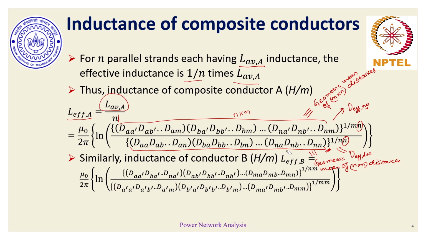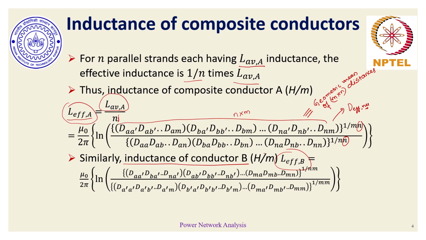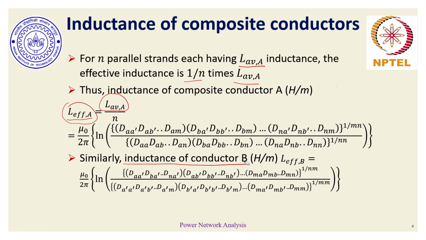Similarly, I can also find the effective inductance of composite conductor B, which is the overall inductance of conductor B, because it has m strands in parallel, and the way L effective A is evaluated, on similar lines L effective B can be evaluated. What we see here in these terms is something interesting. The interesting part is, if I compare the numerator of the natural log term of L effective B with the numerator of the natural log term of L effective A, they are exactly similar terms.